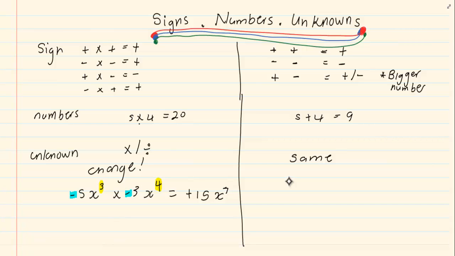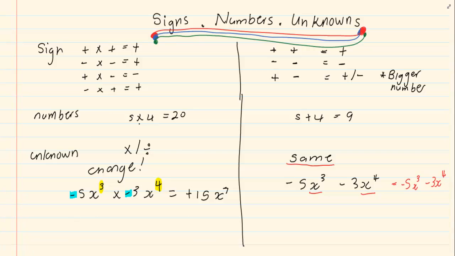When I'm adding or subtracting unknowns, the only way it can work is if my unknowns are the same. Now here if you look, x to the power 3 and x to the power 4, they are not the same. So you can't do anything with that question. Your answer is exactly as the question. Minus 5x to the power 3 minus 3x to the power of 4.